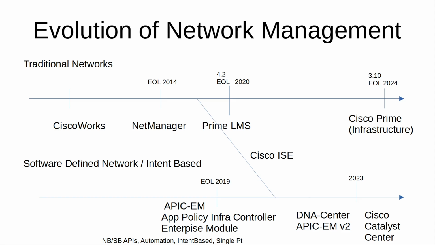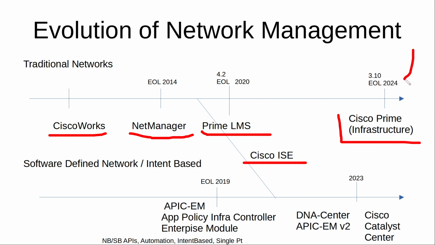Cisco has tried to offer a single point of management for traditional networks for some time now with different degrees of success. It has offered CiscoWorks. That product died, and then NetManager showed up, and then that product died, and then we had Cisco Prime, and then at some point in time Cisco ISE showed up. Cisco ISE is like a AAA service. It was born that way, and we currently have Cisco Prime Infrastructure that is going to reach its end of life.